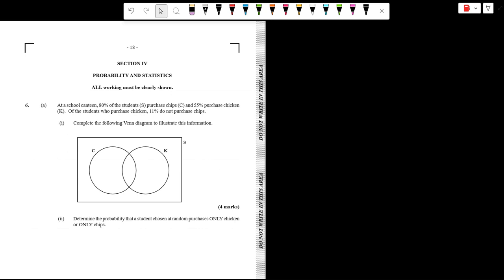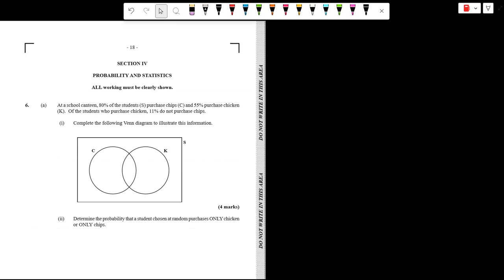Part B says the probabilities of the occurrence of two events A and B are given by P of A equals a quarter, P of B equals 3/5, and P of A union B is equal to 7/10. Determine P of A and B, or we say P of A intersect B. Now, this is quite similar to the union of sets.